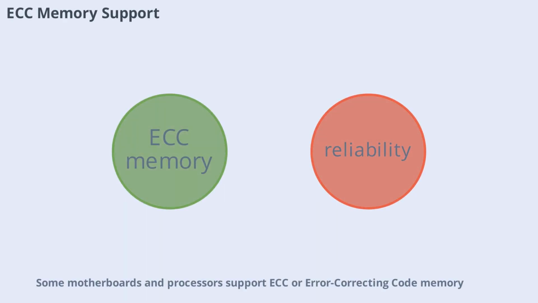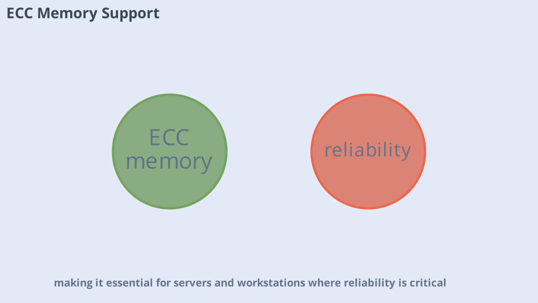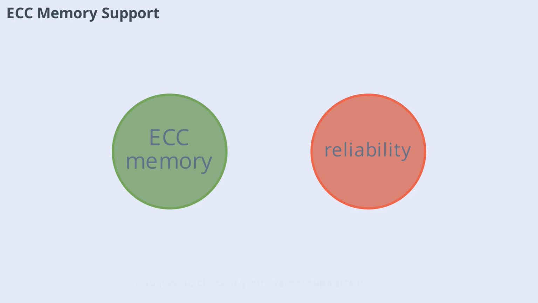Some motherboards and processors support ECC, or error-correcting code, memory. ECC RAM can detect and correct data errors, making it essential for servers and workstations where reliability is critical. We'll explain what ECC is, who needs it, and how to check if your system supports it.